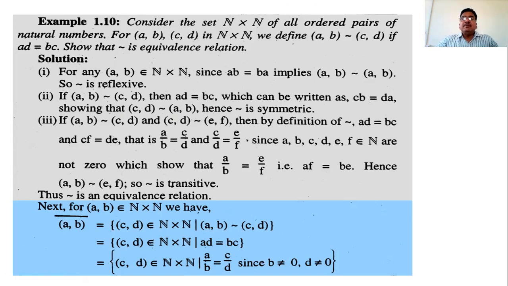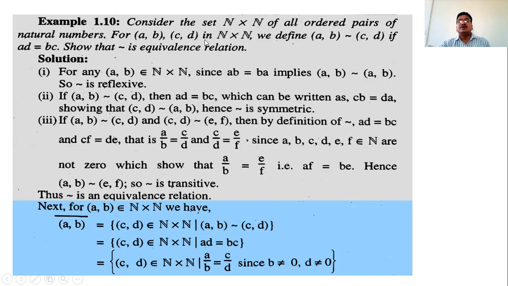So two elements are related if A into D is equal to B into C. For example, suppose we take the element (A, B) as (2, 3) and the other element as (3, 2). Then 2 into 3 is 6, and B into C is again 6, and therefore (2, 3) and (3, 2) are related. Two elements are related if A into D is equal to B into C. So this is the relation given in the example.